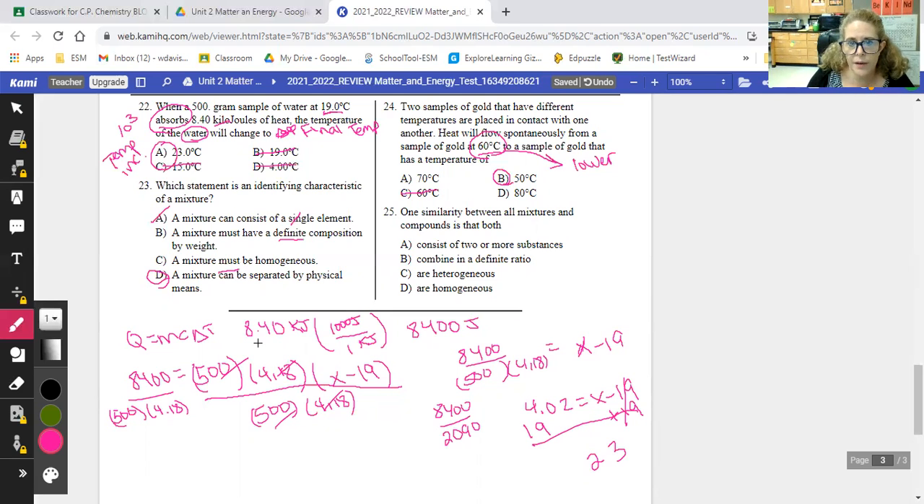All right, one similarity between all mixtures and compounds. Two or more substances, maybe. Combine in a definite ratio. This is only for a compound. Are heterogeneous? No, because not all mixtures are heterogeneous and compounds are homogeneous. So it's not going to be that one. Two or more substances. Okay.